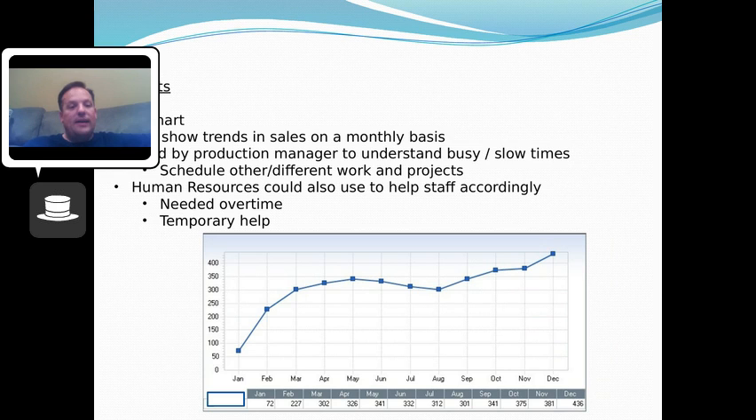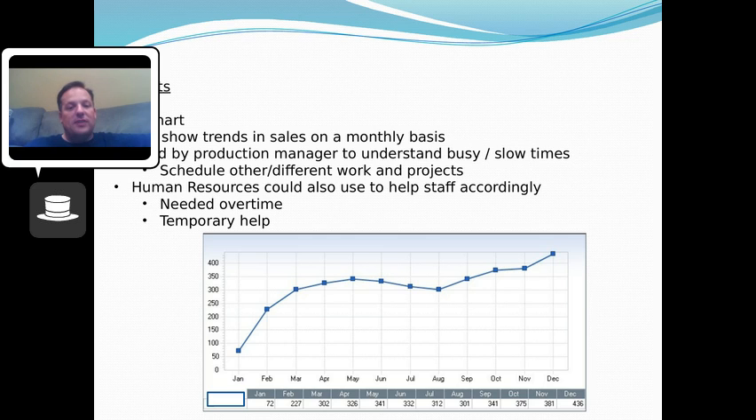So outputs, the run chart, it's going to show a trend in sale on a monthly basis. This could be used by a production manager to understand the busy or the slow times, and so we could schedule maybe different products on an assembly line, or we could schedule different work and projects for the staff to complete. Maybe there's been a change or a difference we want to make, or just freshen up the plant, repaint the lines. All of this, of course, depends if it's union or an open shop as to what we can and can't do, but not what we're discussing in this class.